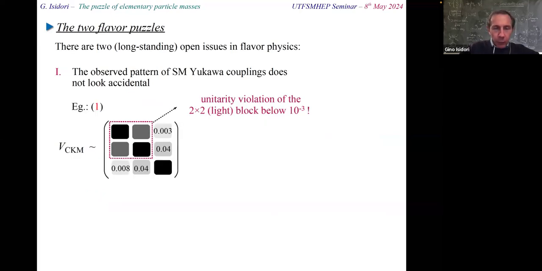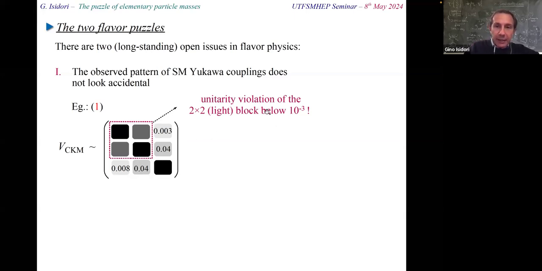Again, let's now be more quantitative on the first problem. As I said, what we mean by the pattern is not accidental. Let's look first at the CKM matrix, the matrix describing the mixing of quarks. As you know, this matrix is very close to diagonal, to be a unity. These entries, which I denote with black, are essentially 1, and the other entries are very small, and especially there is a 2x2 block, which is very separated from the third generation. So the mixing between the third generation and the first two is very small.